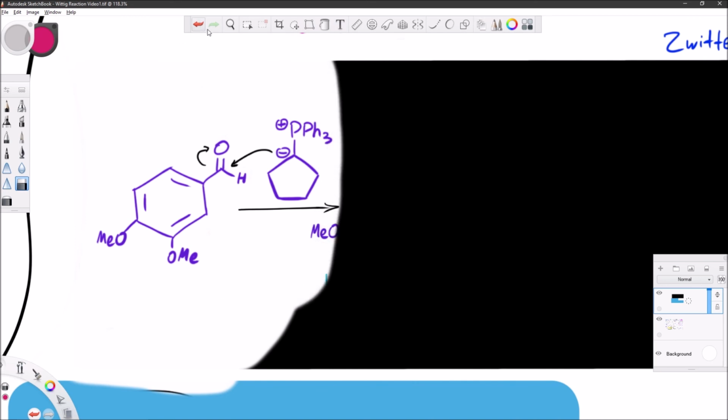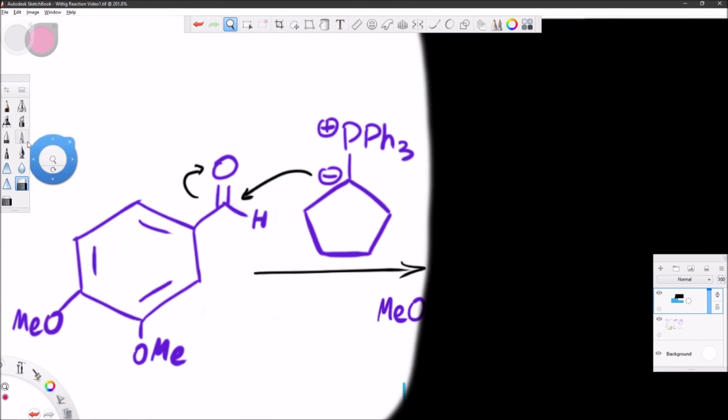You can see here. The carbonyl's pi bond goes up to the oxygen, making a negatively charged oxygen and opening this to become a positively charged carbon. That negatively charged carbanion attacks that carbon and combines it.